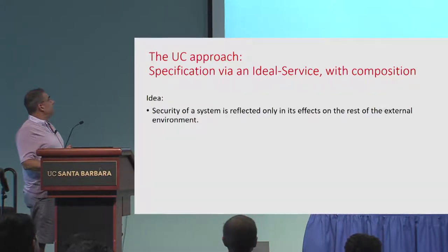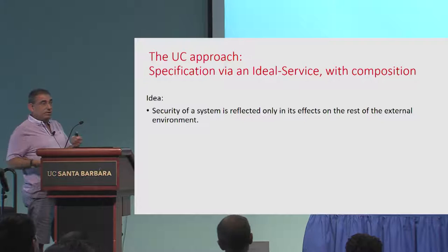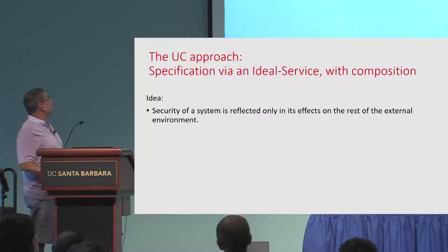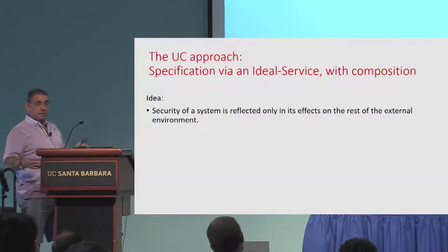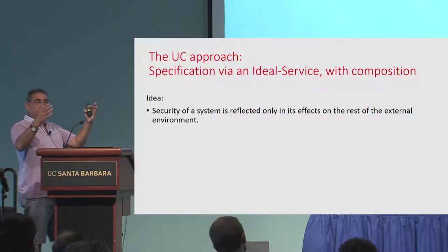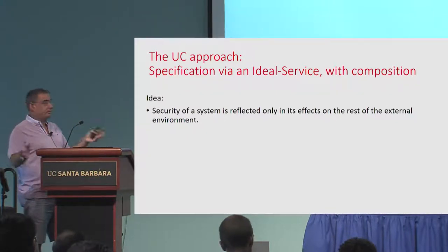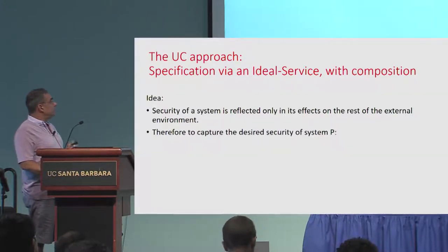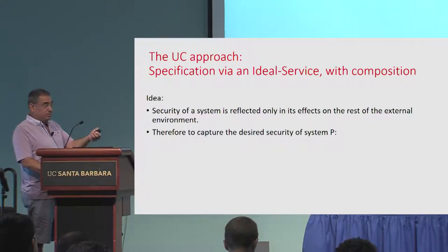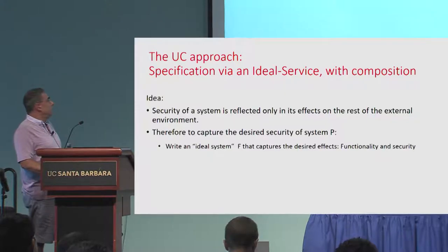The idea is that again, the security of the system that you build, the protocol that you build, is only reflected in the way it affects the external system out of it, both the honest parties that use it and the side effects to side channels, whatever the adversarial effects. Therefore, in order to capture the security and functionality of your protocol P, you want to do it in two steps. So first, you write an ideal system, that ideal functionality that captures the desired effects.